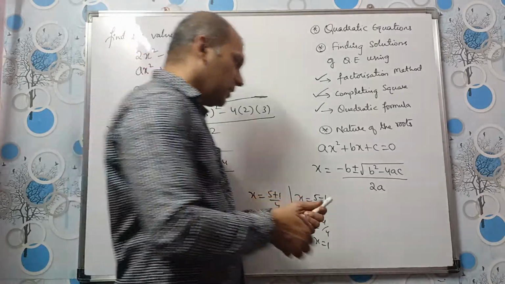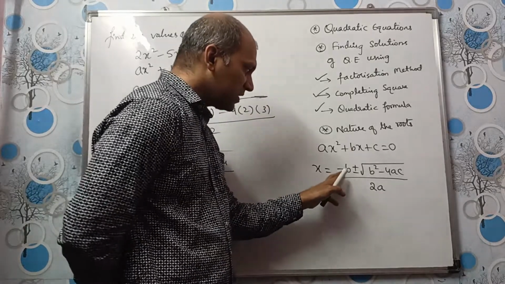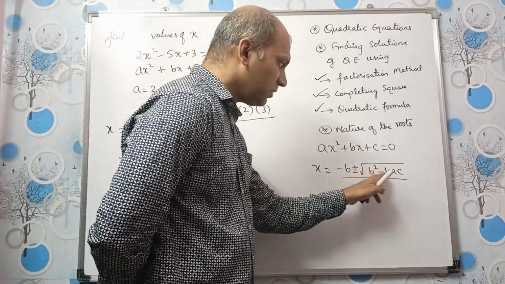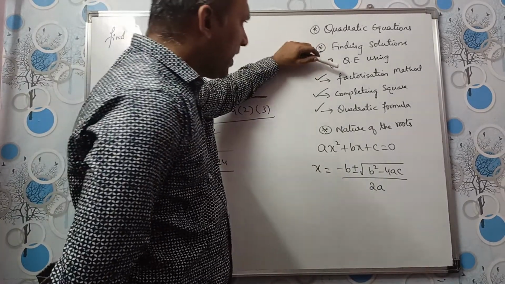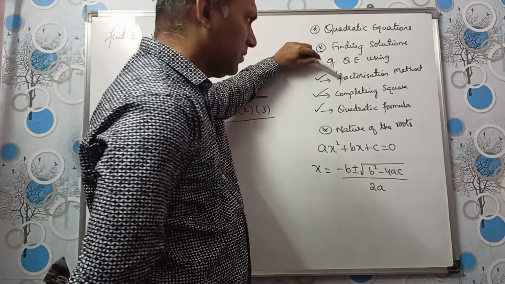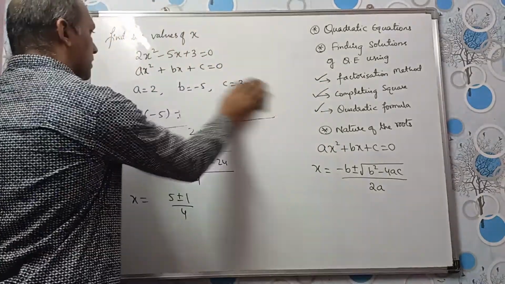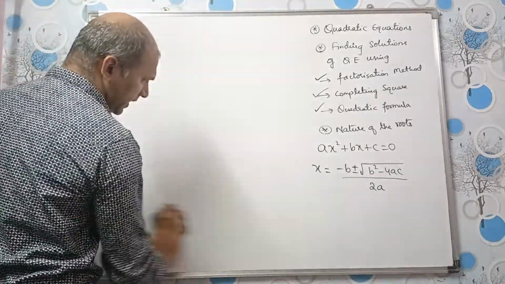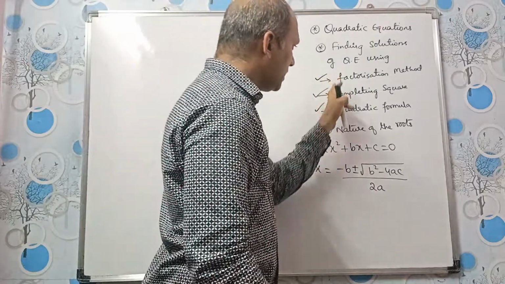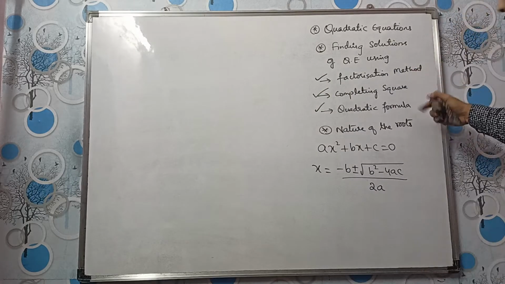Alright, I hope this is clear. See, what is the quadratic formula? Minus b plus minus root of b square minus 4ac divided by 2a. Sometimes factorization method will be very difficult, so we can use quadratic formula. Alright, I'll do one problem using all three methods and then we'll go to nature of the roots concept.